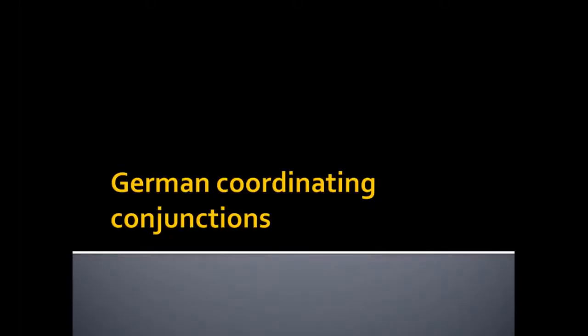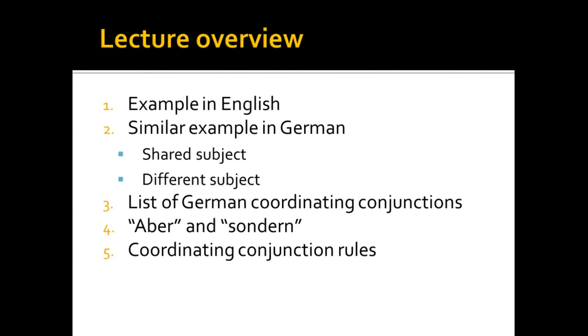Today we're going to take a look at German coordinating conjunctions. Specifically, in this lecture, we begin, as we usually do, with an example in English, where we take two separate sentences and join them together into one sentence by means of a coordinating conjunction. And then we're going to look at a similar example in German.